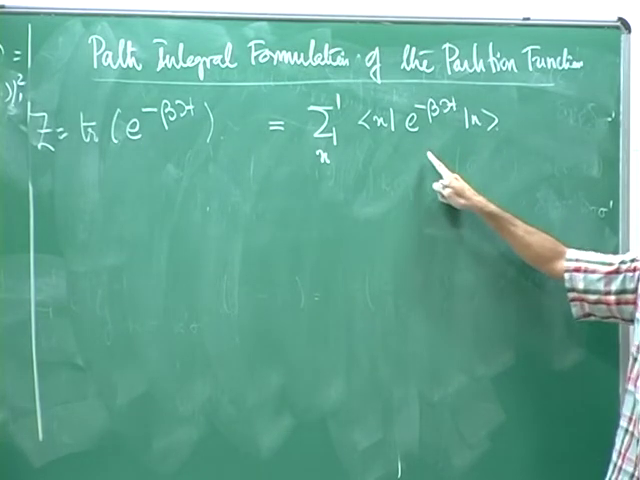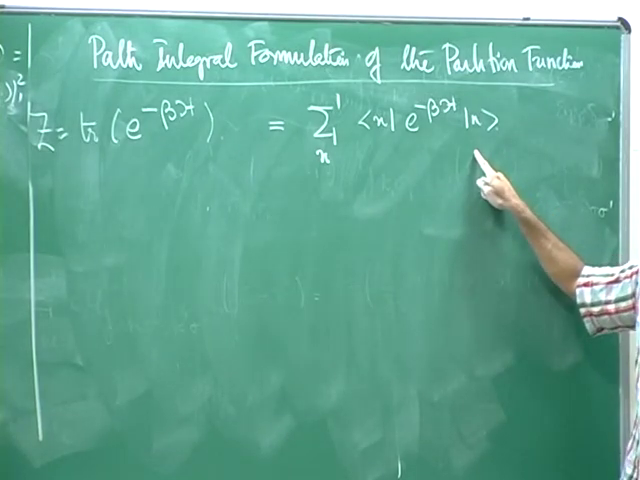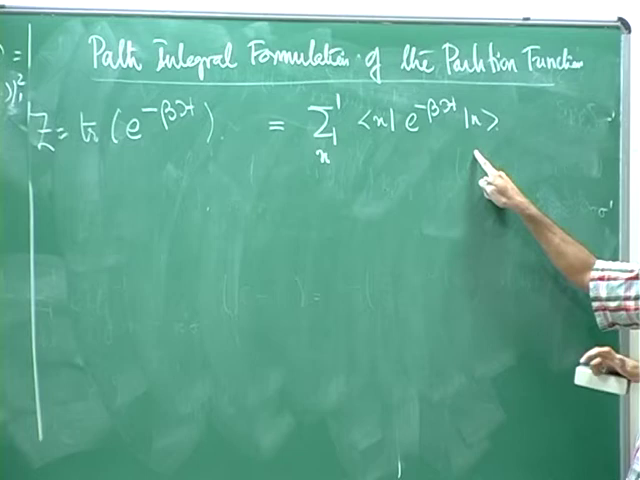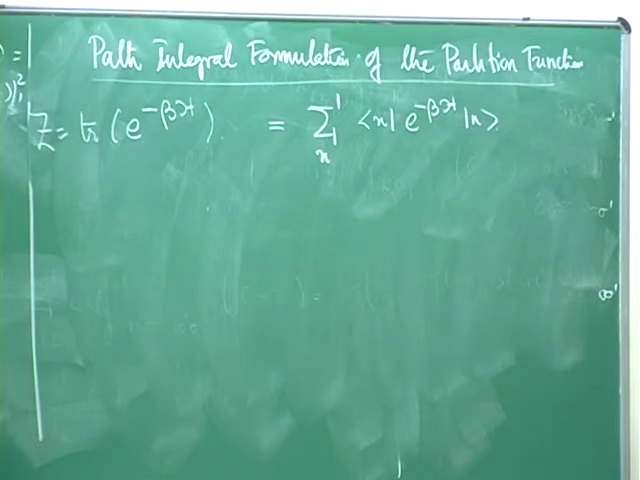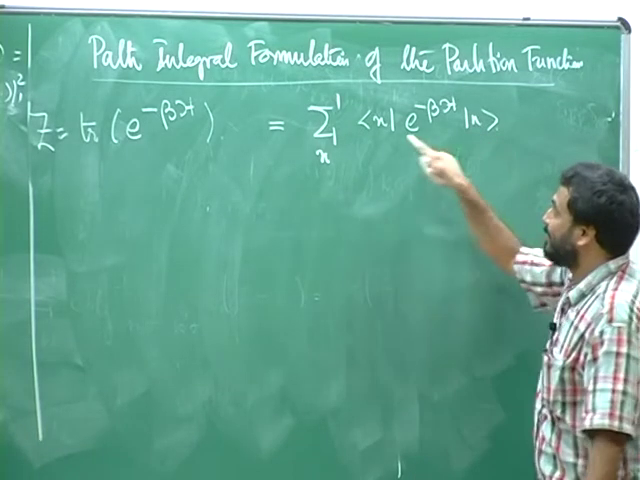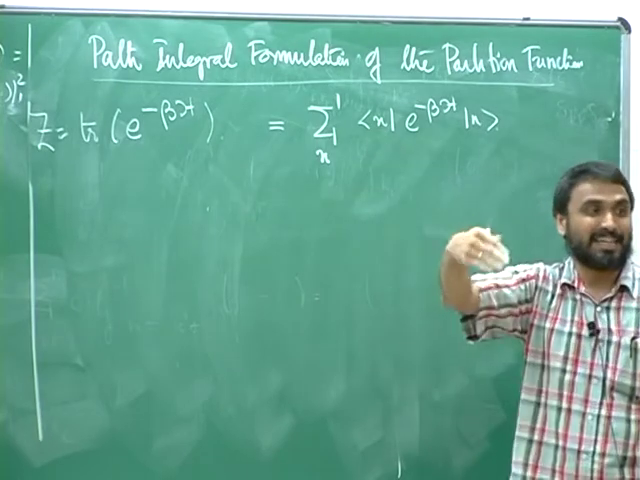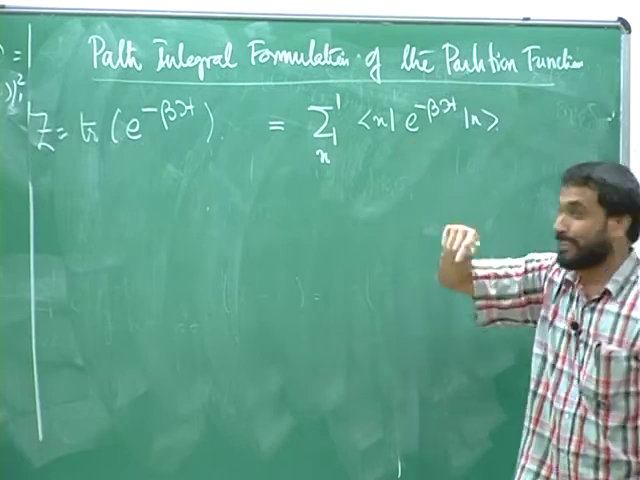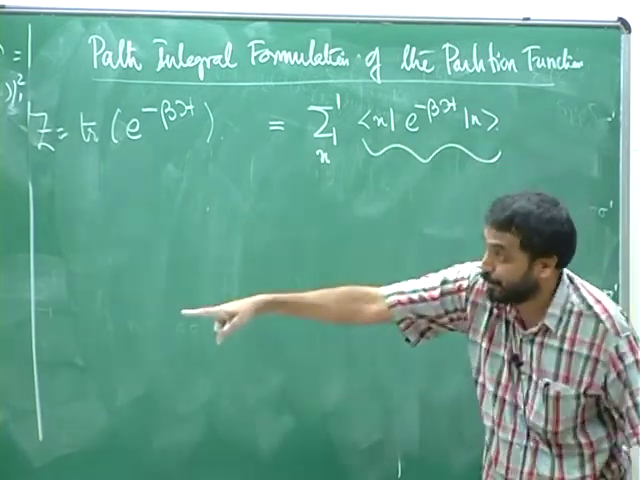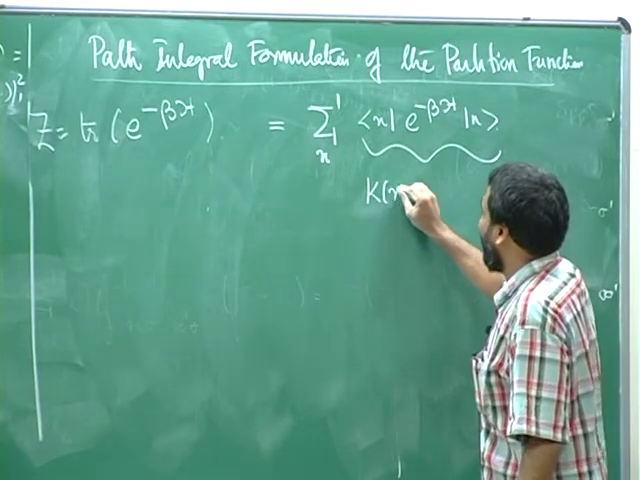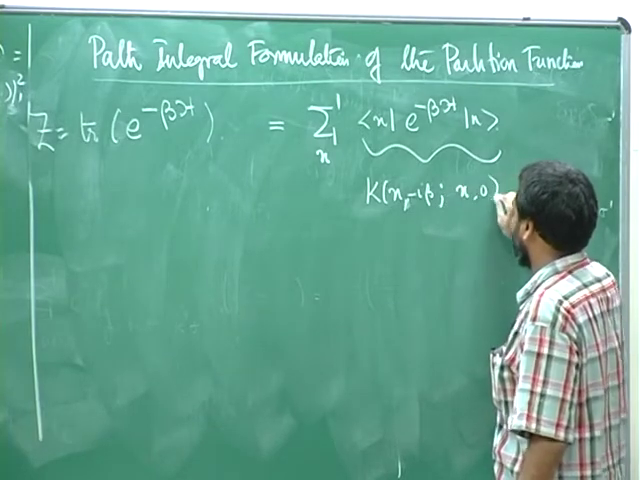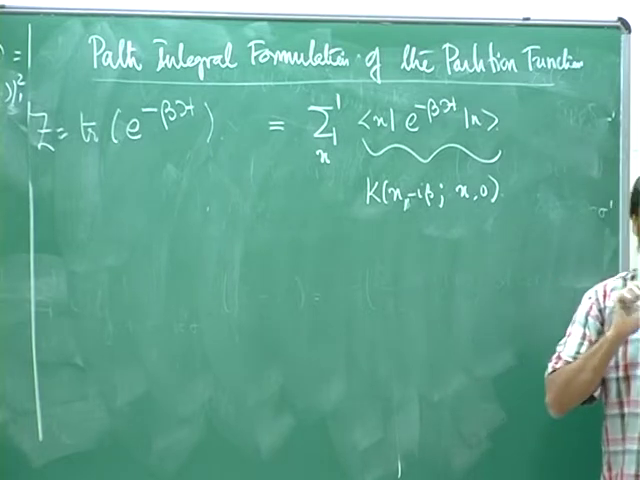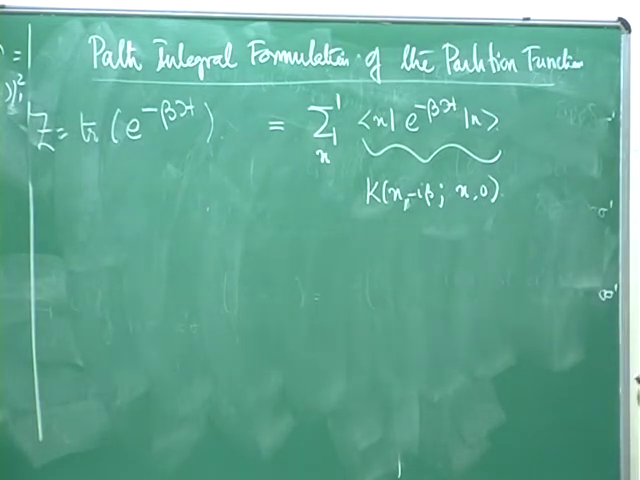So this is the amplitude that I start with the state n, propagate for an imaginary time minus i beta, and reach the same state back. So I start here and end here in imaginary time minus i beta. If I were to use that notation, this is <n| e^{-iβH}... that is, <n, -iβ | n, 0>. That's what that quantity is. Okay, so we already see possibilities now, right?